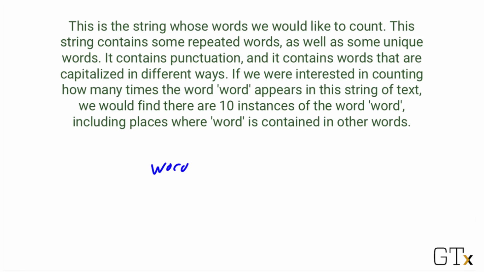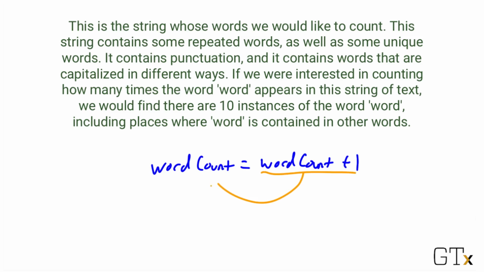Written in terms of programming, though, the way we would say that is that whenever we encounter an instance of that word, we want to assign word count to the value of itself plus 1. Whatever its value was before, add 1 to it. But most importantly, whatever the result of that is becomes the new value of word count. In other words, you say, my new value for word count should be whatever my old value was plus 1.